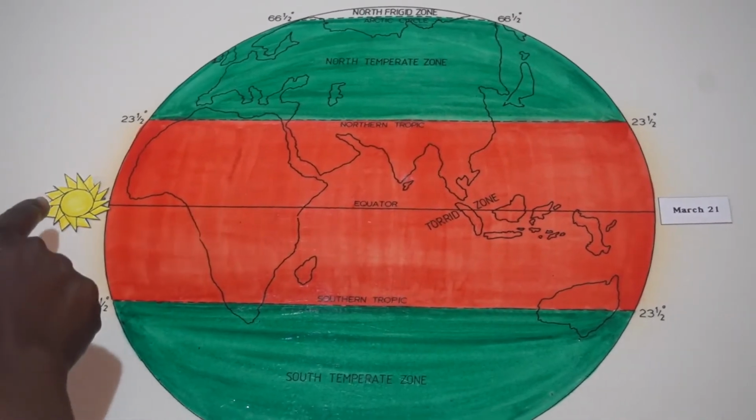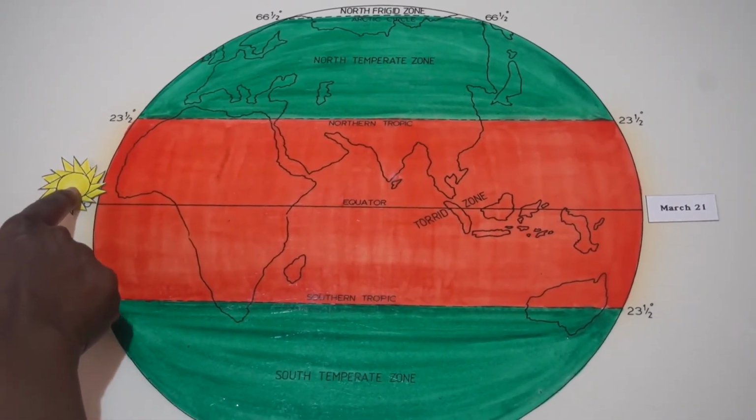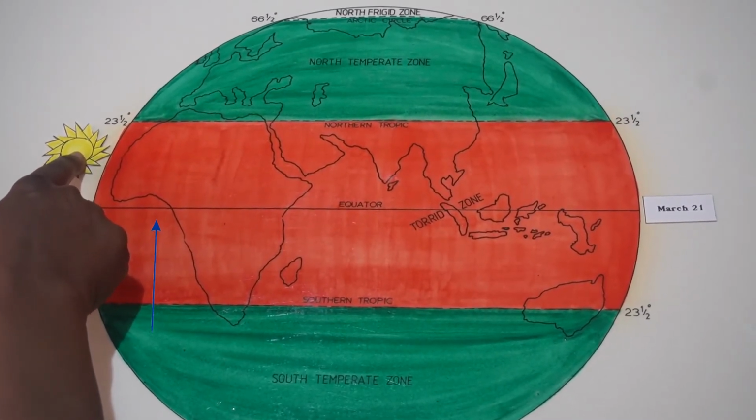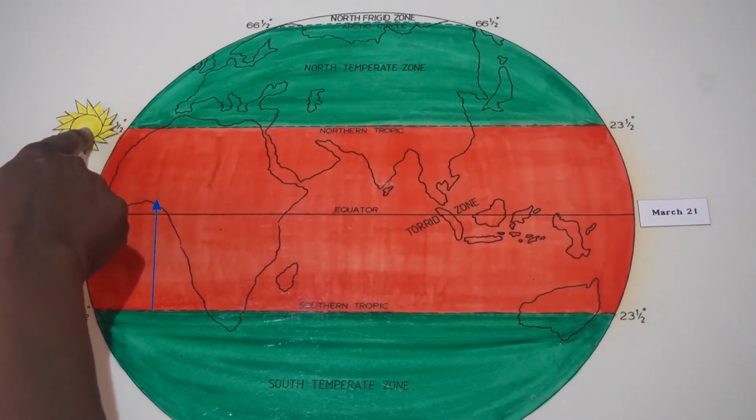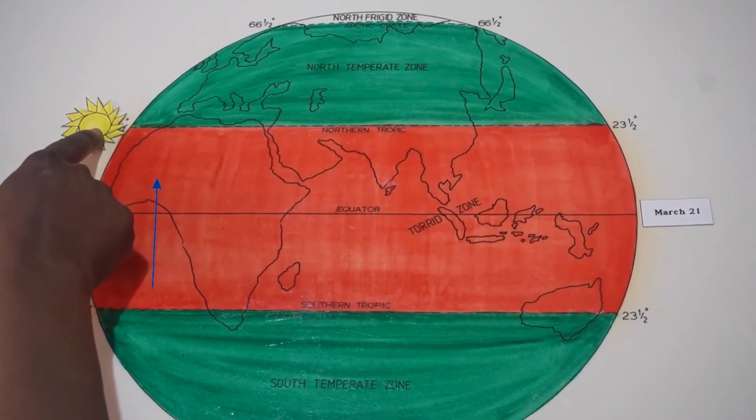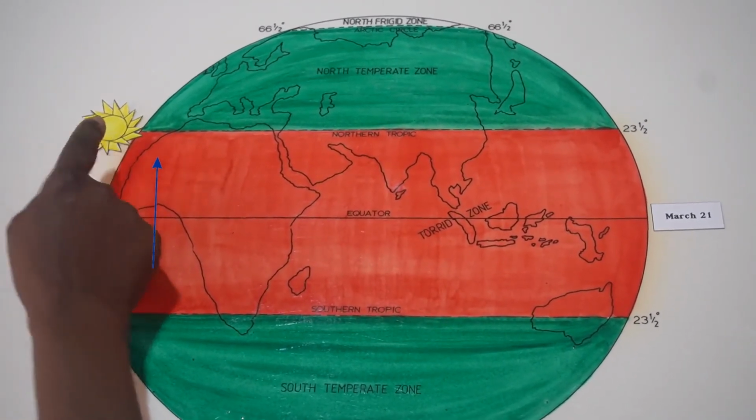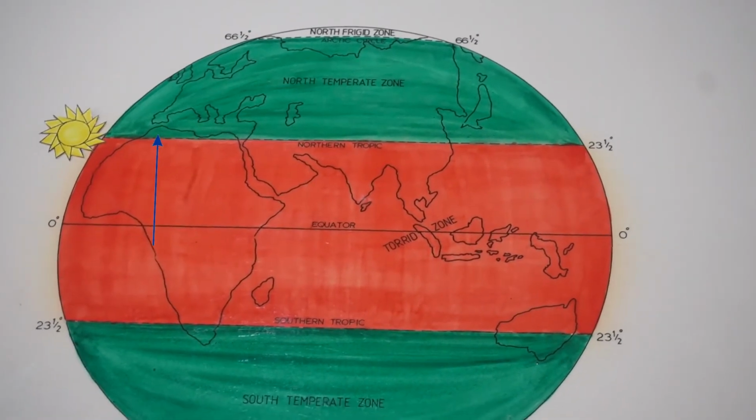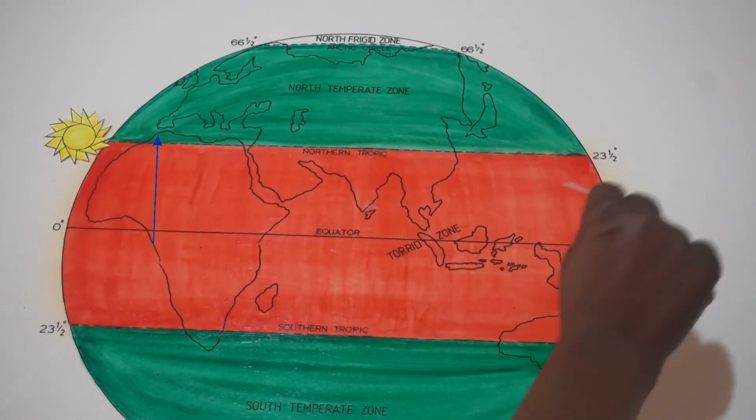Those perpendicular rays continue to go further and further to the north. Continue to go further and further to the north until they get to the Tropic of Cancer. And we know that that is June 21st.